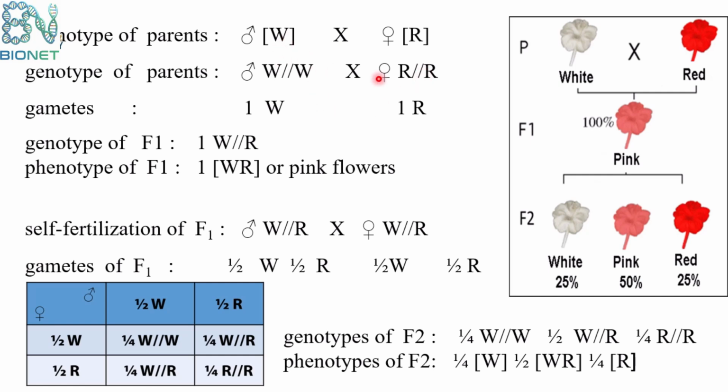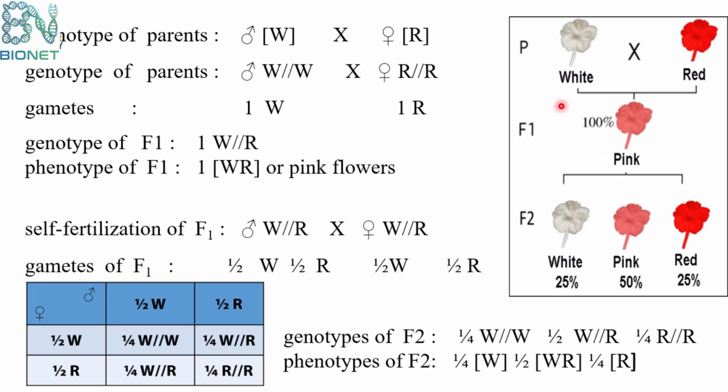Since the parents are homozygous, each one will produce one type of gametes. The male gives a gamete containing the white allele, and the female gives gametes containing the red allele. By fertilization, W from the male with R from the female will give an individual of genotype WR, and because the alleles here don't have a dominant and recessive state, both alleles together will work to give a third phenotype, which is the intermediate pink color.